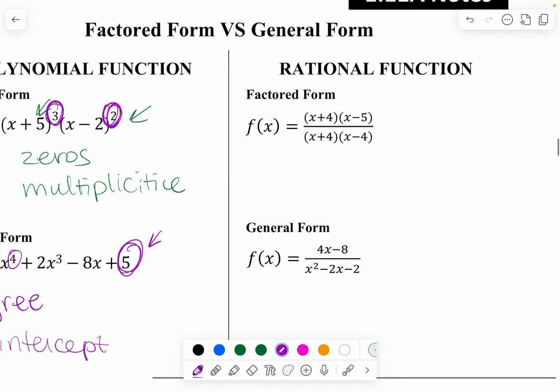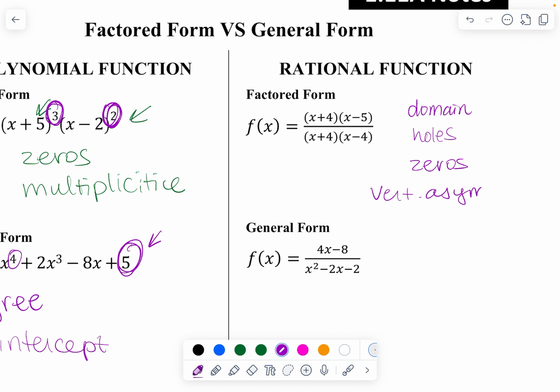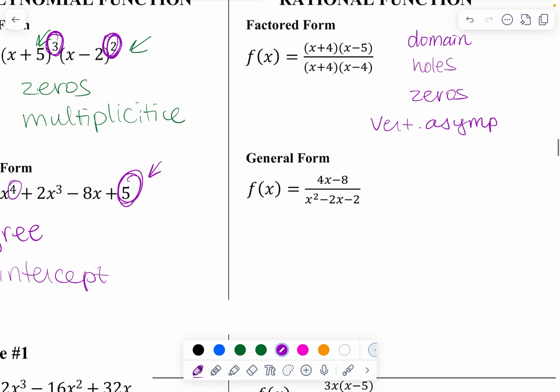If it's in factored form, we can also find the domain by setting the denominator equal to 0. We can find the holes by looking for common factors. We can find the zeros by setting the numerator equal to 0. And we can also find the vertical asymptotes by looking at the denominator that is not a hole.